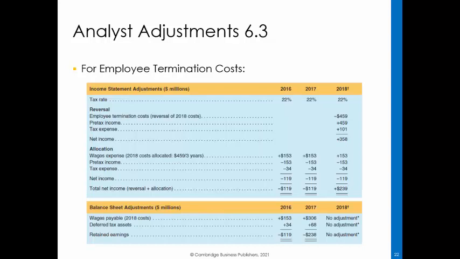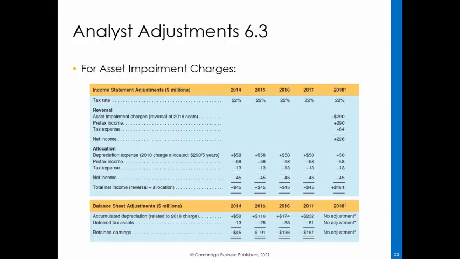Since the costs accumulate, only the 2016 and 2017 balance sheets required adjustment. The 2018 balance sheet was correct. These two tables show the adjustments for the 2018 asset impairment charges.